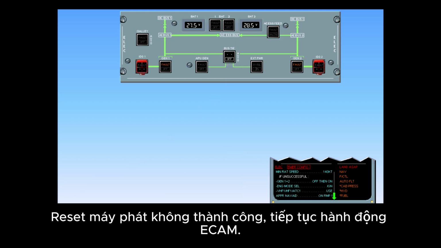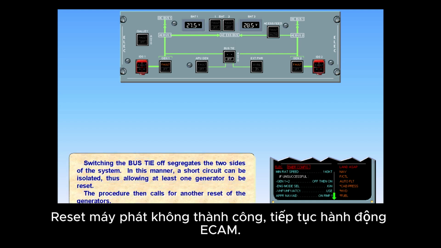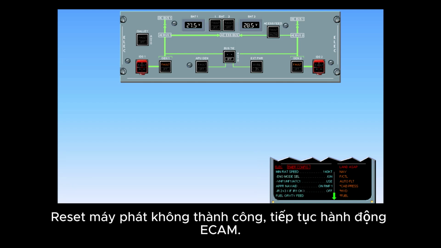Switching the bus tie off segregates the two sides of the system. In this manner, a short circuit can be isolated, thus allowing at least one generator to be reset. The procedure then calls for another reset of the generators. Again, the reset of the generators has not been successful.